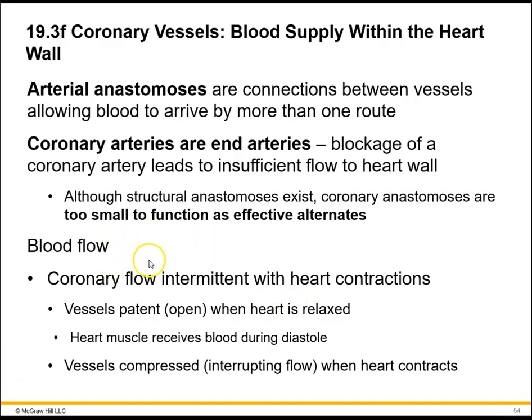Coronary blood flow is intermittent due to the heart contractions. Okay, so the contraction of the heart is going to momentarily prevent blood from flowing through those coronary arteries. The coronary arteries are going to be patent or open when the heart relaxes. So the heart muscle receives blood during its relaxation phase, or diastole.